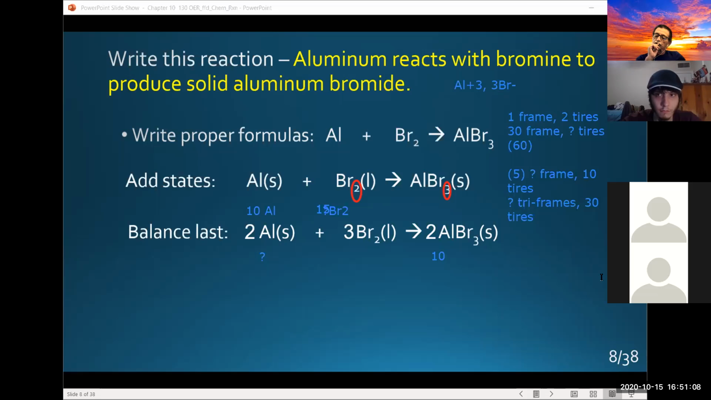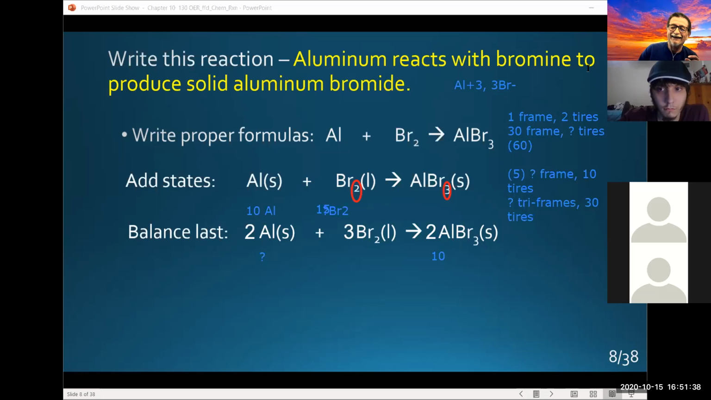Okay, look at the ratio, the coefficient in front of aluminum. Look at the coefficient in front of aluminum bromide. What does it tell you? 2 to 2, right? Or it's a 1 to 1, isn't it? So if I need 10 aluminum bromides, I'm going to need 10 aluminums to begin with. Does that make sense? Clear as mud, right?